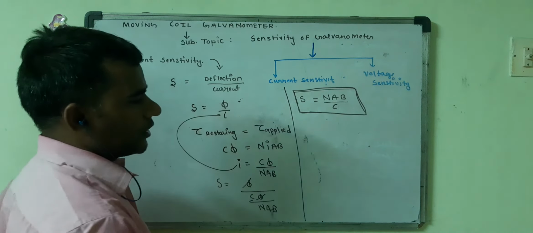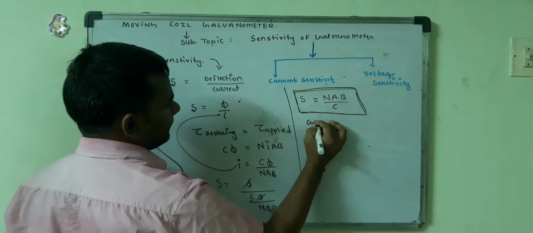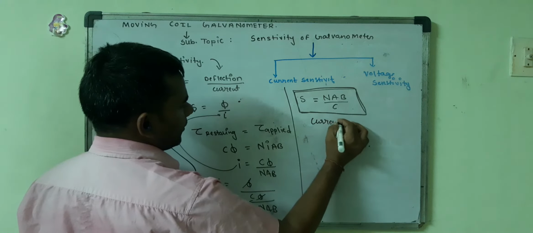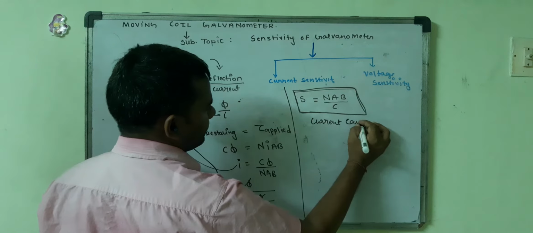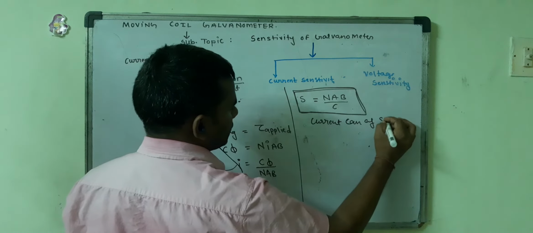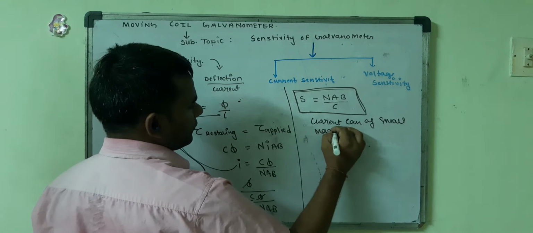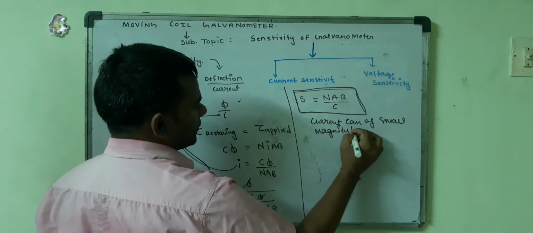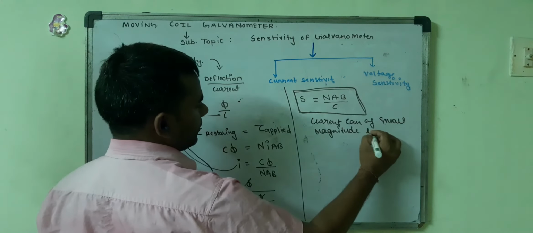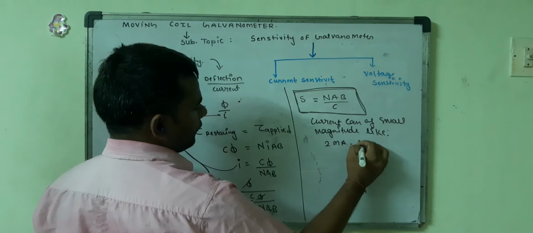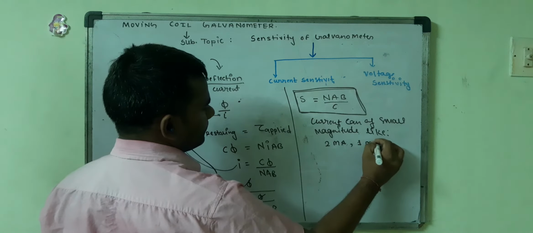Small amount of current, like current can be of very small magnitude, for example, suppose 2 milliampere, 1 milliampere and all.